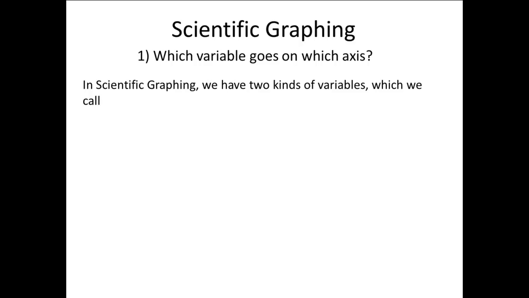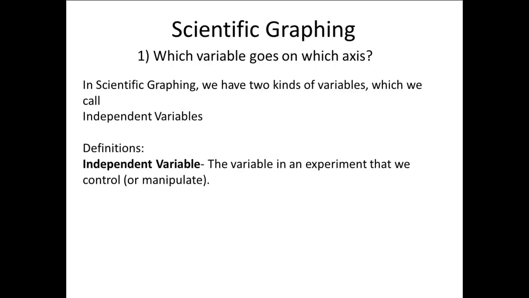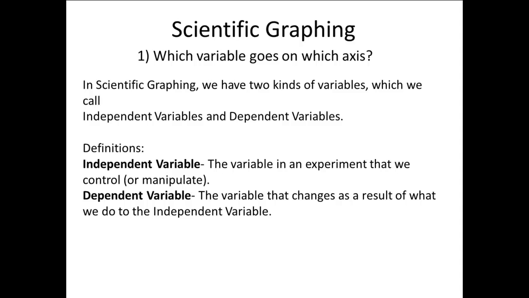In scientific graphing, we have two kinds of variables. The first kind we call an independent variable. The independent variable is the variable in the experiment that we control. That is, it is the thing we are manipulating in the experiment. The other type of variable is called a dependent variable. The dependent variable changes because of what we do to the independent variable.